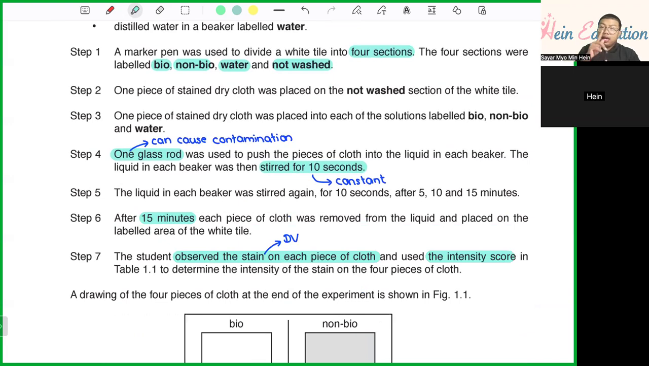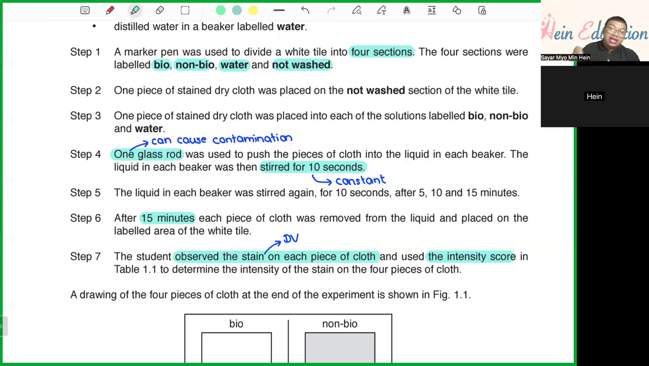And in step 4, I would suggest students pay attention to every step, because they will come back and ask you about the error or improvement, or why this result is not valid or why this is not very accurate, something like that. So in step 4, it's mentioned that one glass rod was used to push the pieces of cloth into the liquid in each beaker. So it's saying that only one glass rod was used to dip the cloth into different solutions. So I think this will be a hint for you to think that, oh, using one glass rod can cause contamination, right? And the liquid in each beaker was then stirred for 10 seconds.